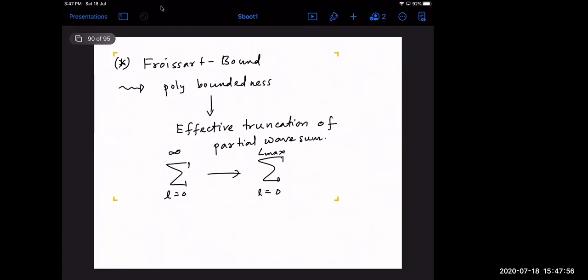So the final question is, can we give a QI theoretic explanation to this?